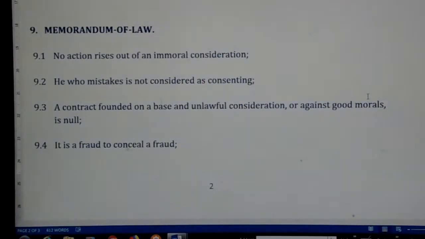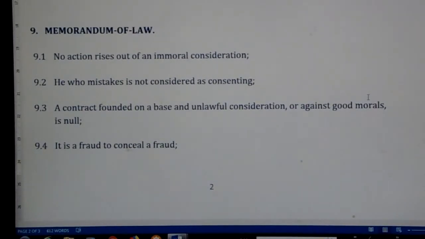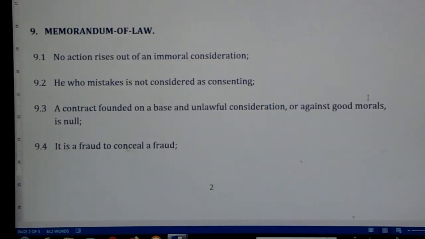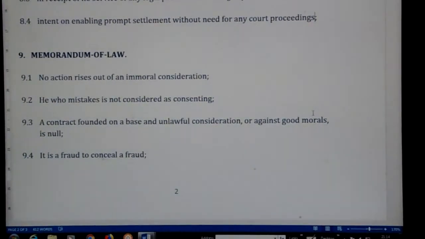Now, he who mistakes is not considered as consenting. You made a mistake when you signed an agreement with yourself, called the mortgage agreement. You didn't know that they were going to sell it. If they told you that they were going to sell it and how much money they were going to make out of it, you might not have signed it, or you would have sought a different agreement.